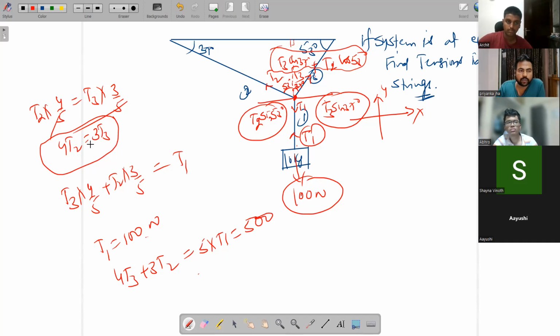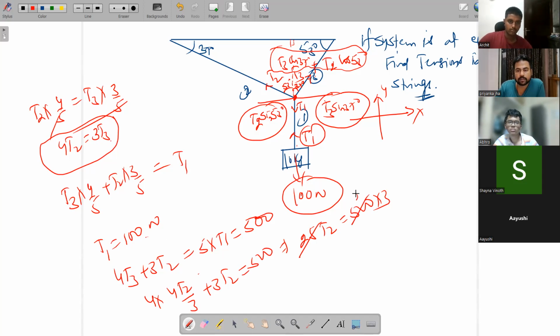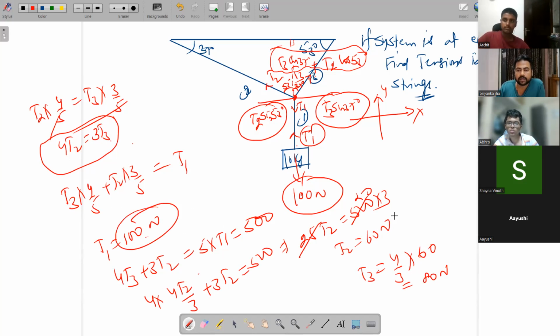Now you can replace T3 like this. So 4 into 4T2 upon 3, plus 3T2, equals 500. So this is 25T2 equal to 500 into 3, that is 60 Newton. And if you put it here, you will get T3 is 4 by 3 into T2, that is 4 by 3 into 60, so 80 Newton. So 100 Newton, 60 Newton and 80 Newton.